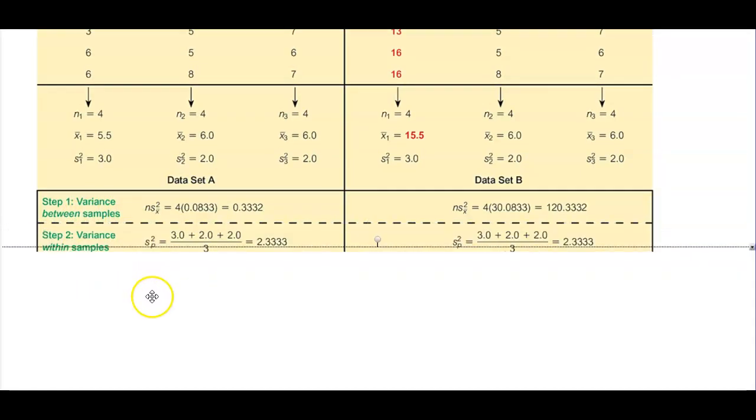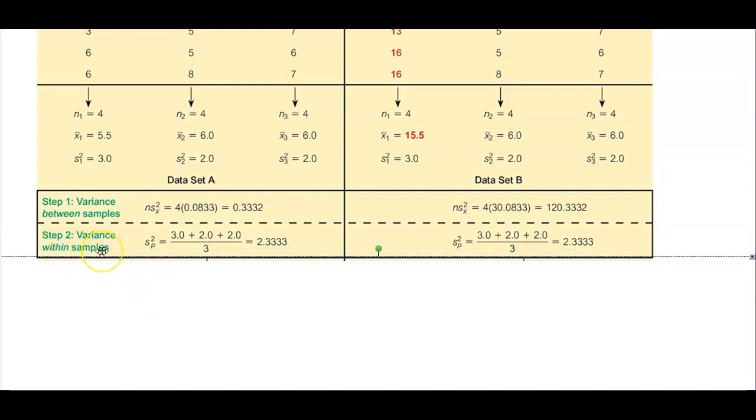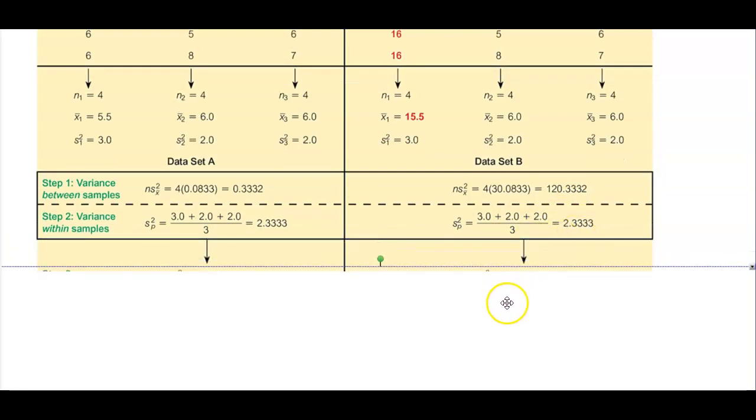So if we want to find the variance within samples, we would take each of these sample variances and then divide by 3. So we would say 3.0 plus 2.0 plus 2.0 divided by 3 gives us 2.333. And then for dataset B, we would do the same thing. Take the sample variances and then divide it by 3, and then we get the same result.